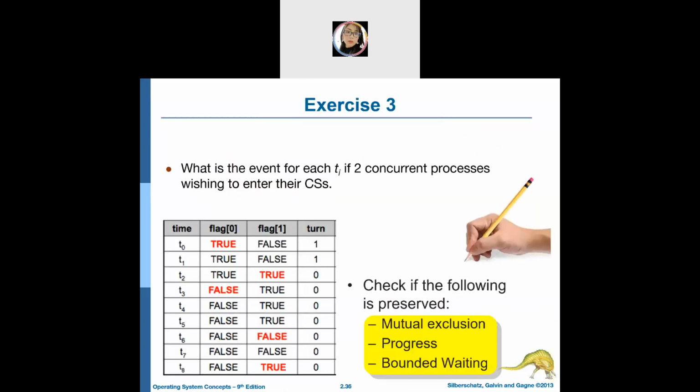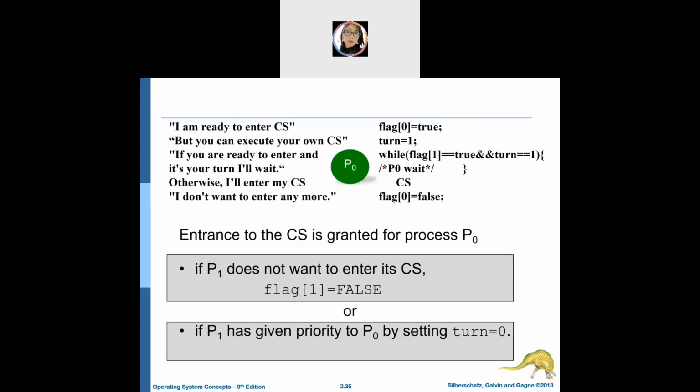So let's see exercise 3. There is a continuation of exercise 3 first. We go one by one. If you can see here, what are actually the definitions of each of the lines? I am ready to enter the CS: flag 0 equal to true, for process 0.